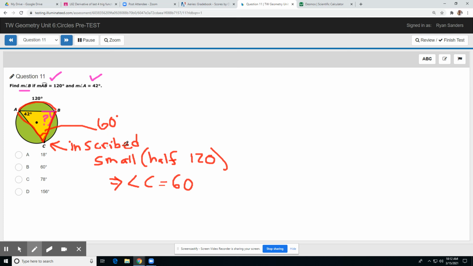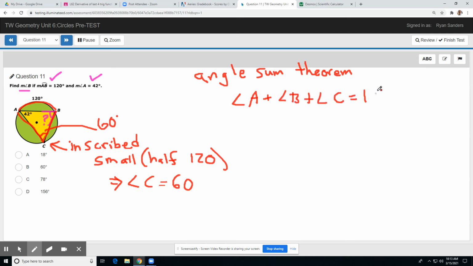Okay. All the angles of a triangle, angle sum theorem, says all the angles of a triangle have to add up to be 180 degrees. So angle A plus angle B plus angle C have to total 180 degrees. We found out that angle A is 42. We were told that. We're looking for angle B. And we found out that angle C is 60 degrees.